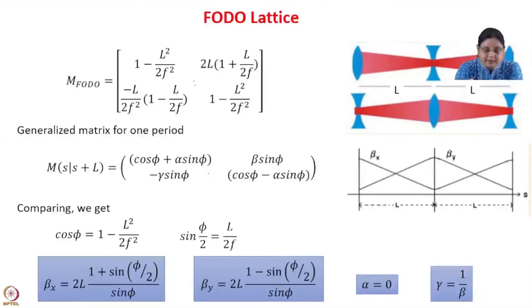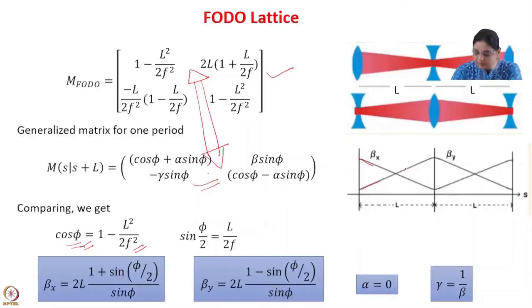We can compare these two transfer matrices. This one is from calculation, and this we know is the generalized transfer matrix. From here we can find out the values of the beta function and the phase advance. Comparing them, we get cos phi is equal to 1 minus L square by 2 F square. So you can find out the phase advance from here, and beta x and beta y can also be found out from here. Beta x is the beta function in x, and beta y is the beta function in y for this type of system.